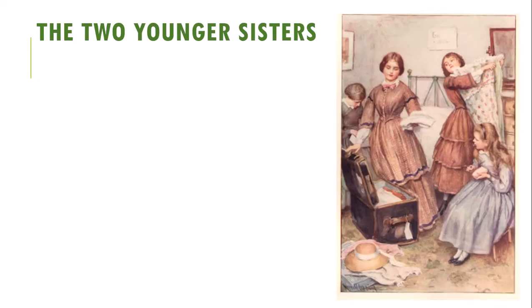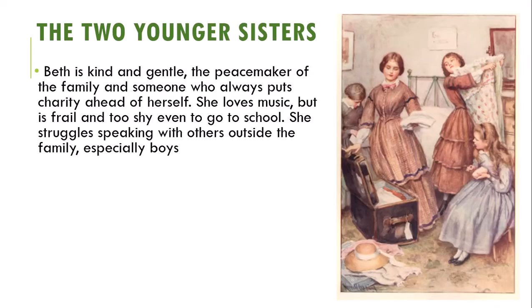So the two younger sisters are Beth and then Amy. Beth is very kind and gentle. She's the peacemaker of the family. She's someone who always puts charity ahead of herself. She loves music, but she's really too frail and too shy to go to school. She struggles with speaking to people outside the family, especially boys.